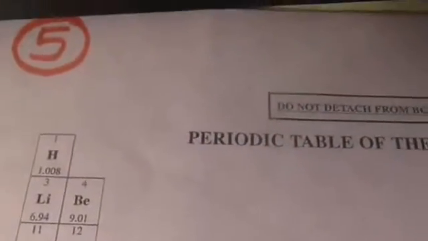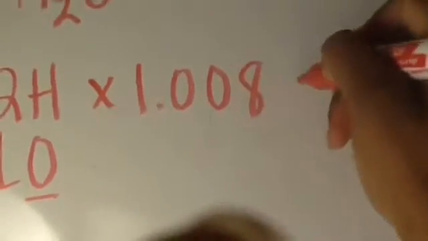So if I look at the periodic table, the number underneath H is 1.008. So that's going to be 2 times 1.008, and I'm going to get a number. And then the number under O is 16.00.